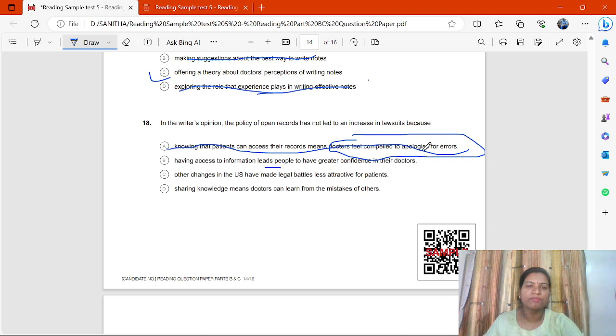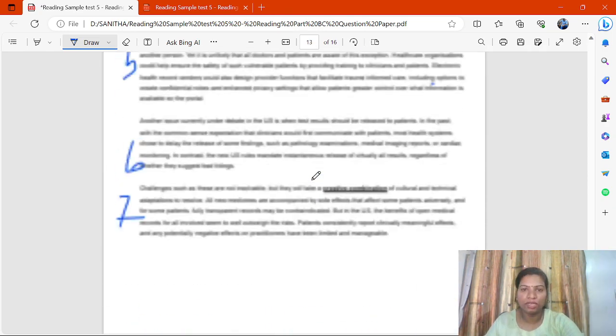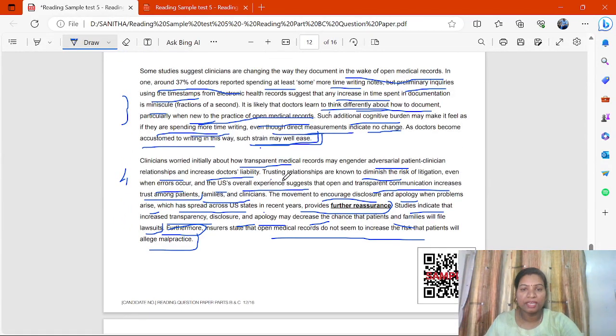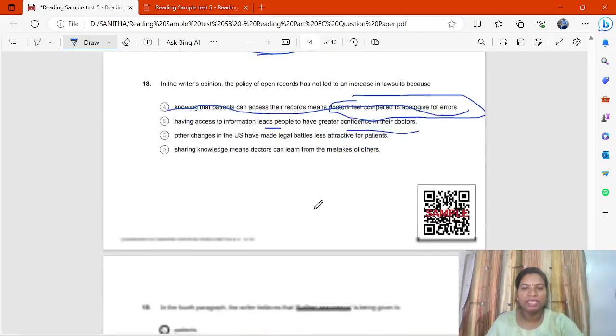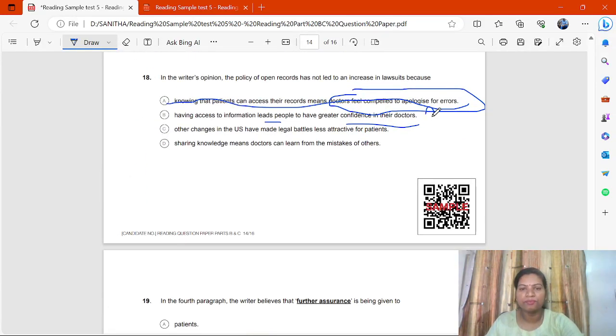Having access to information leads people to have greater confidence in their doctors. See, trusting relationships are there to diminish the risk of litigation even when errors occur. The US overall experience suggests that open and transparent communication increases trust among patients, families, and clinicians. You got the point? Greater confidence means greater trust in doctors. Some point is matching, you can keep it as a query there.